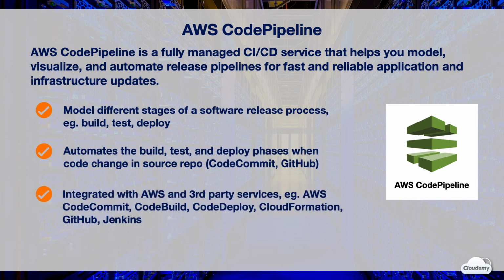CodePipeline is integrated with other AWS services, such as CodeCommit, CodeBuild, and CodeDeploy. CodePipeline works with CloudFormation for automatic infrastructure updates. It also works with third-party source control and build tools, such as GitHub and Jenkins.